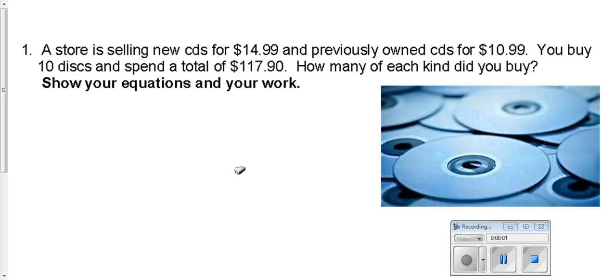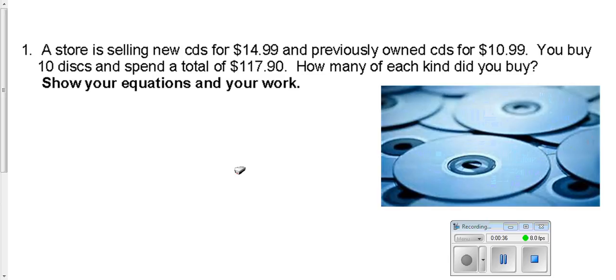All right, so the first example we're going to look at involves CDs. I'm going to read the question to you, and I want you to try to think about the best way that you would go about solving it. A store is selling new CDs for $14.99 and previously owned CDs for $10.99. You buy 10 discs and spend a total of $117.90. How many of each kind did you buy? Show your equations and your work.